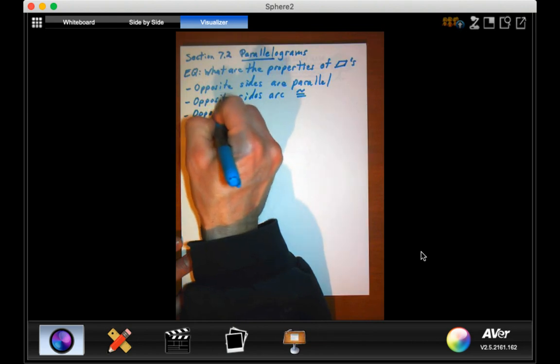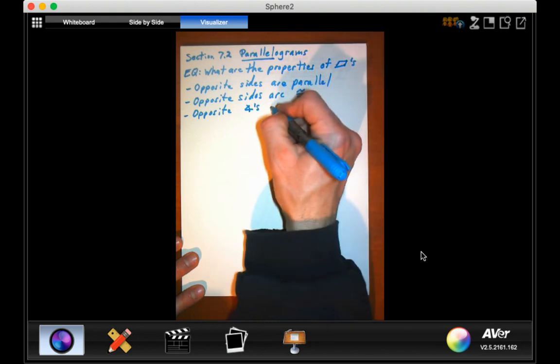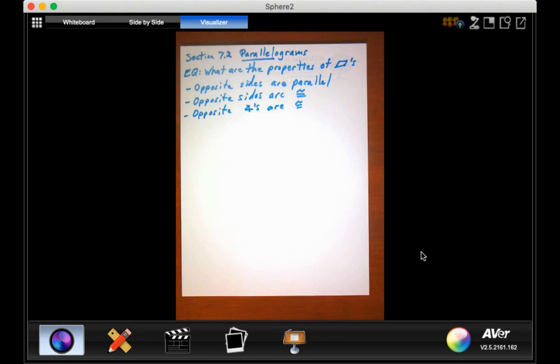Opposite angles, and that's my angle sign. Opposite angles are also congruent. They're going to be the exact same measure. Opposite angles will be congruent.